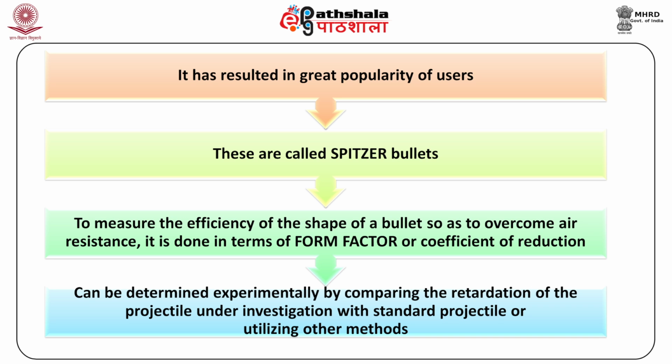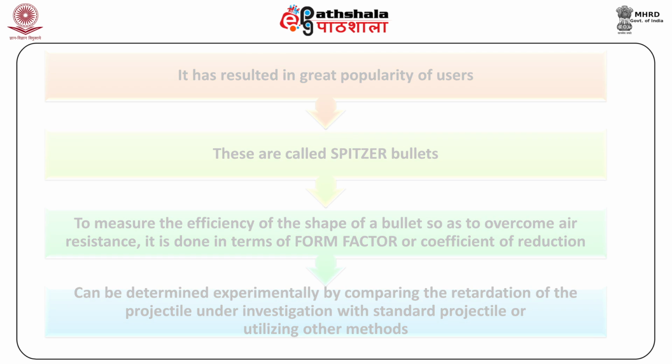To measure the efficiency of the shape of a bullet in overcoming air resistance, it is done in terms of form factor or coefficient of reduction, which can be determined experimentally by comparing the retardation of the projectile under investigation with a standard projectile, or by utilizing other methods.